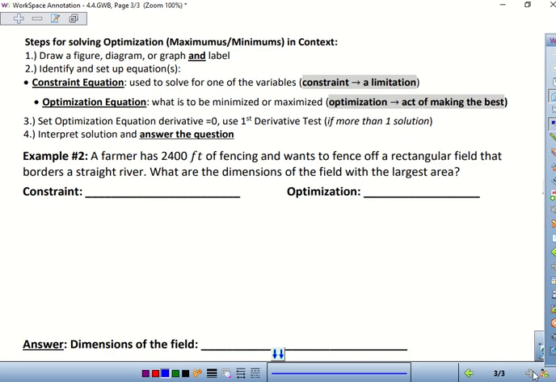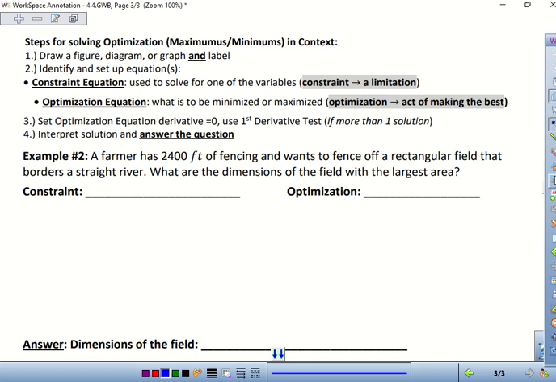Now we're going to do an area problem. It says here that a farmer has 2,400 feet of fencing and wants to fence off a rectangular field that borders a straight river. What are the dimensions of the field with the largest area?